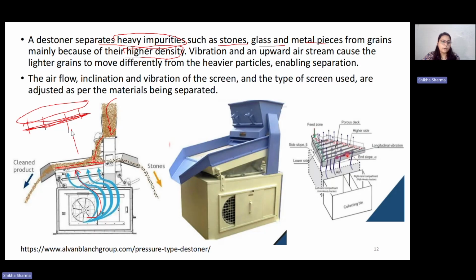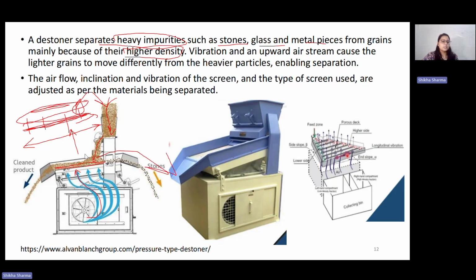From the bottom air comes, and because of density, the heavier products, like rocks and heavy metals, will not float, whereas the grains, because of their low density, will float in the air. And this sieve is vibrating. When it vibrates in a to-and-fro motion, the stones come and fall at the bottom, from here.